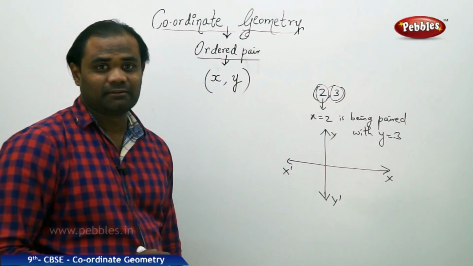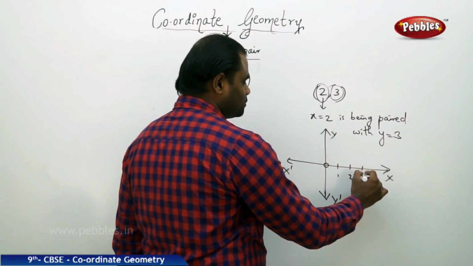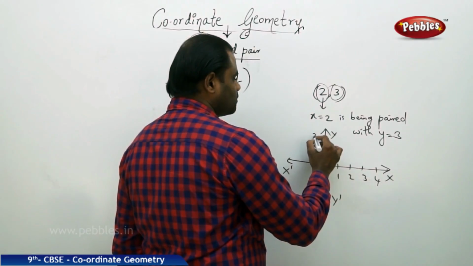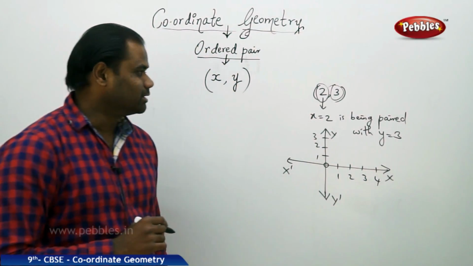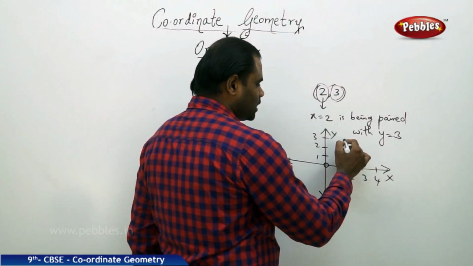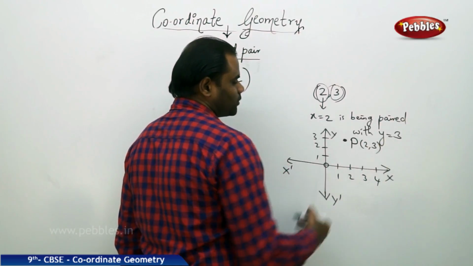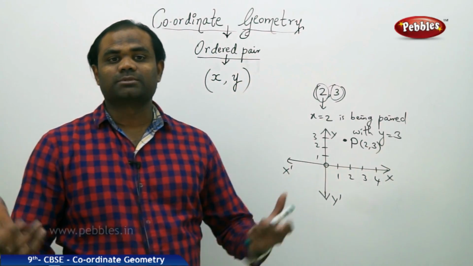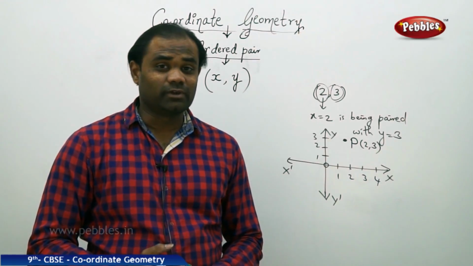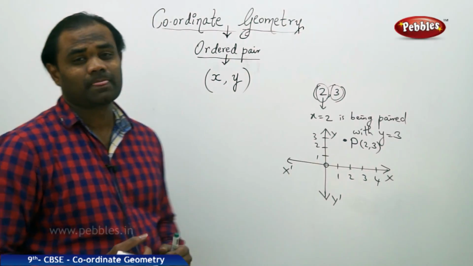So here I have the Cartesian plane, in which 1, 2, 3, 4. I clearly see my x coordinate, which is 2, and y coordinate, which is 3, are paired together to form a point (2, 3). The pair forms a point in the Cartesian plane. This is how we understand the pair. But what is an ordered pair?